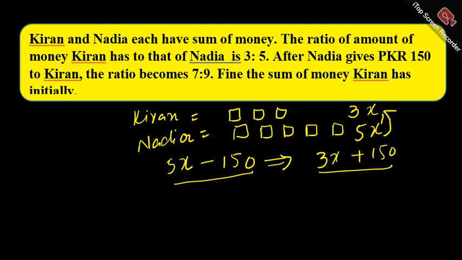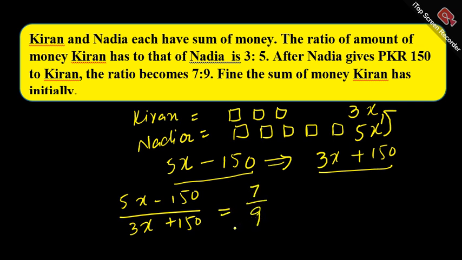So how can we write this? According to the given question, it is 5x minus 150 over 3x plus 150, and we write the ratio in fraction form, that is 7/9. So that is again a lengthy question, a linear question. You will cross multiply, then we will solve this question.